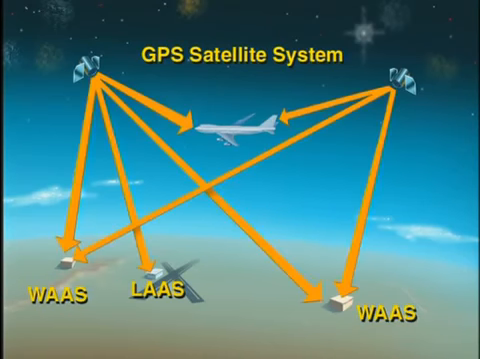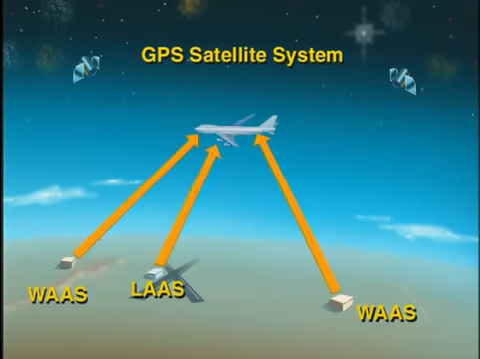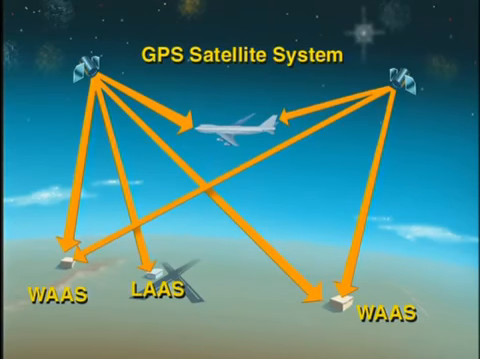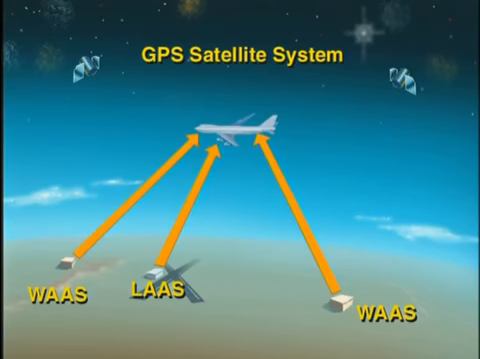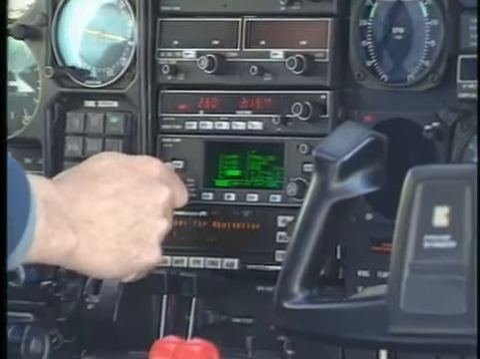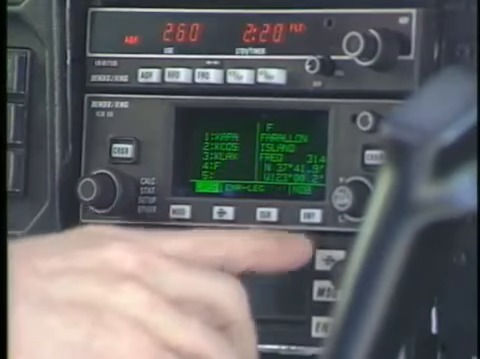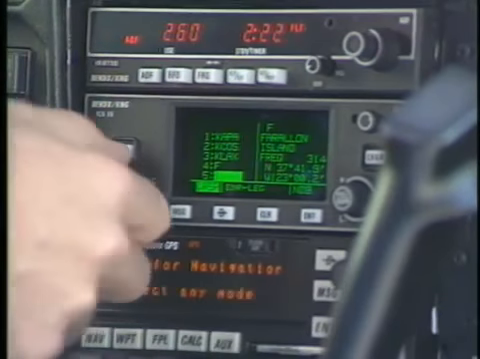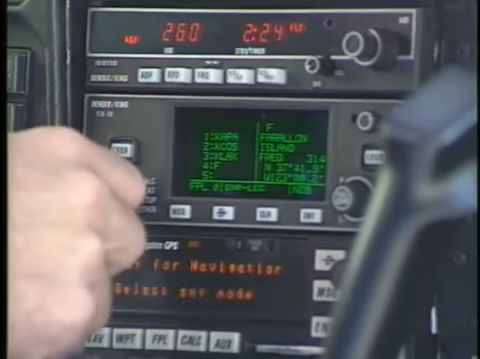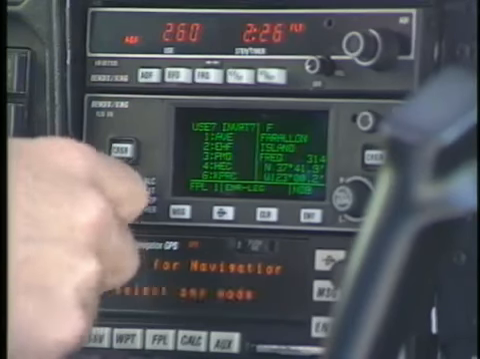GLS will allow GPS to be used for non-precision approaches as well as Category 1, 2, and 3 precision approaches. GPS and other area navigation systems are becoming more commonplace as new electronic navigation equipment is being developed and installed in commercial as well as general aviation aircraft.